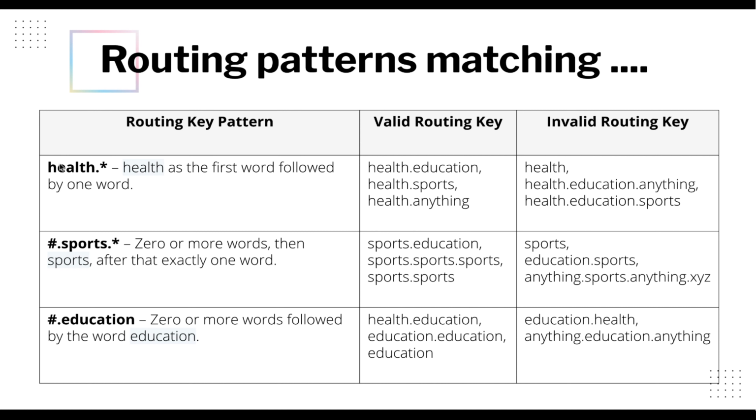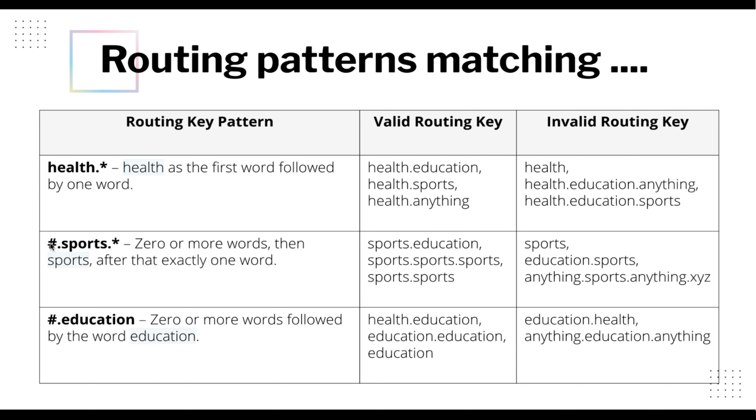Let's take an example. If the routing key is health.star, it means health as the first word followed by one word. So valid routing keys would be health.education, health.sports, health.anything. Invalid routing keys would be health, health.education.anything, health.education.sports. These are invalid and these are the valid routing keys.